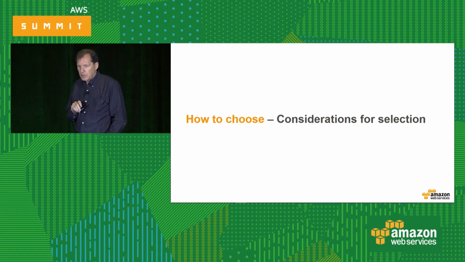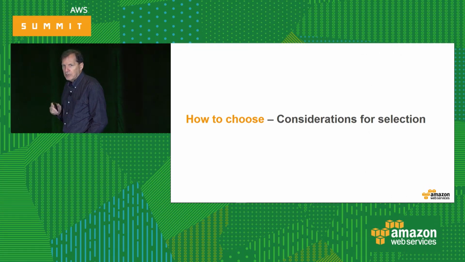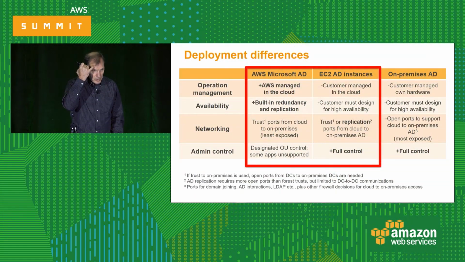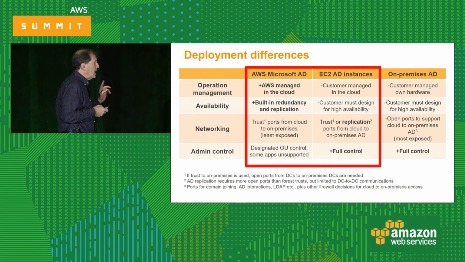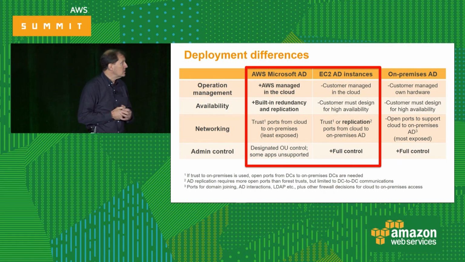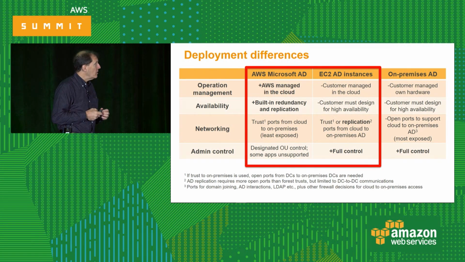All right, so how to choose which approach to take. We're going to cover that right now. First, let's take a look at the deployment differences. From an operational perspective, AWS Microsoft AD is an AWS managed service, so you don't have as much work to do. All those things that I talked about earlier that are your responsibilities if you're setting up AD on an EC2 instance, we take care of almost all of that.